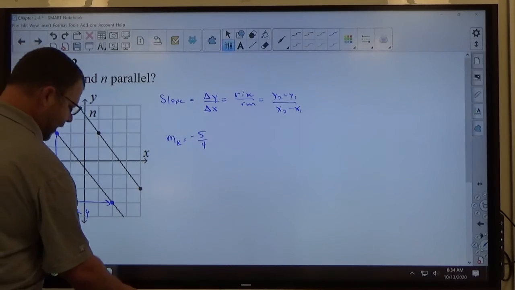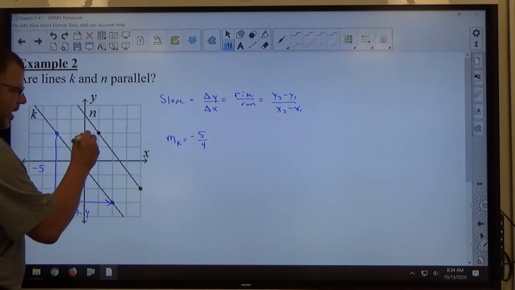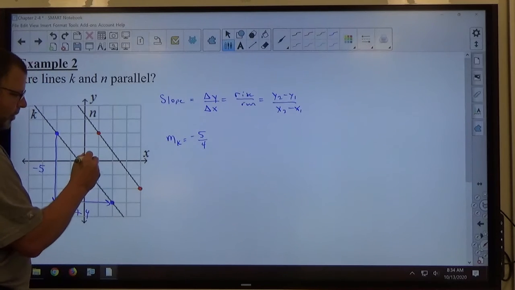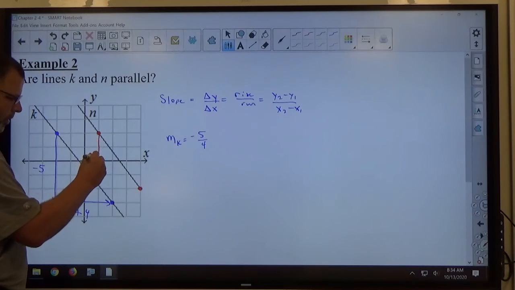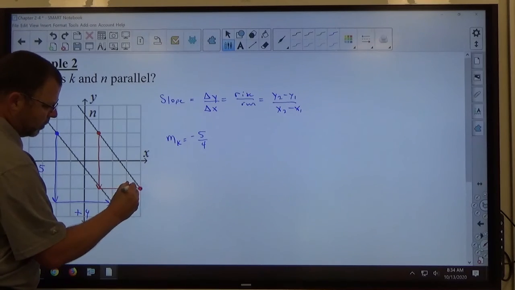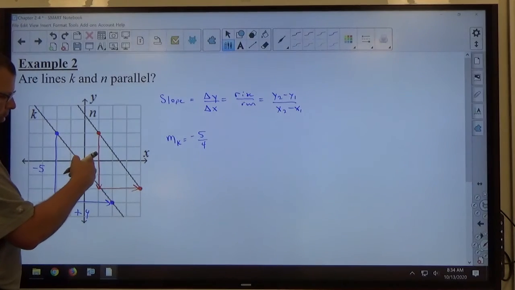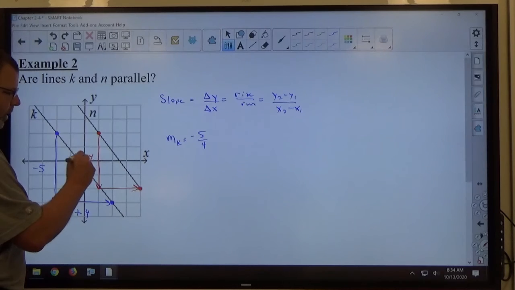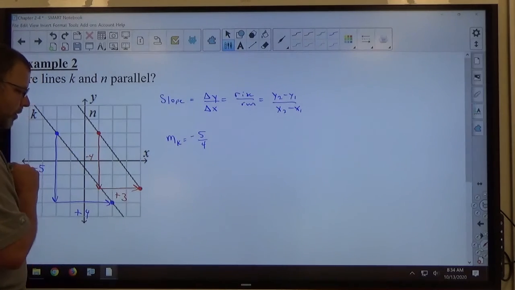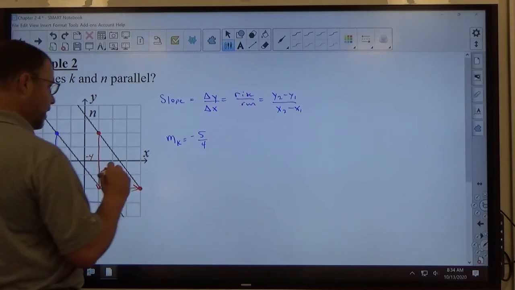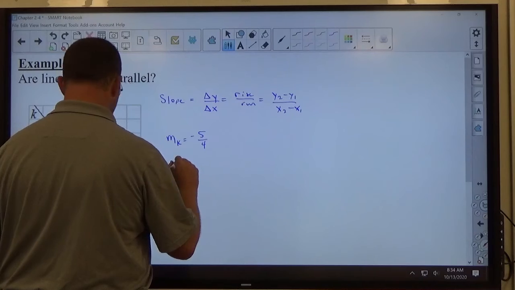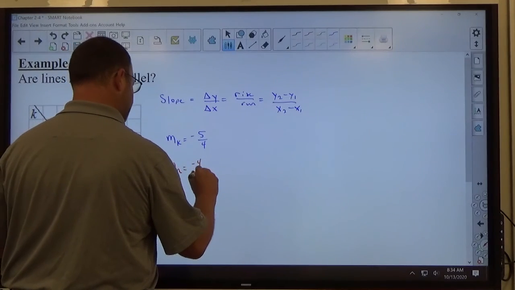If I look at line N, and I'm going to go from this point to this point, again doing rise first, I'm going down to get to this level, then I'm going to the right to get to the point. I'm going 1, 2, 3, 4 spaces down. Again, down is negative. I'm going 1, 2, 3 spaces right. Right is positive. So the slope of line N, M subscript N, is equal to negative 4/3.